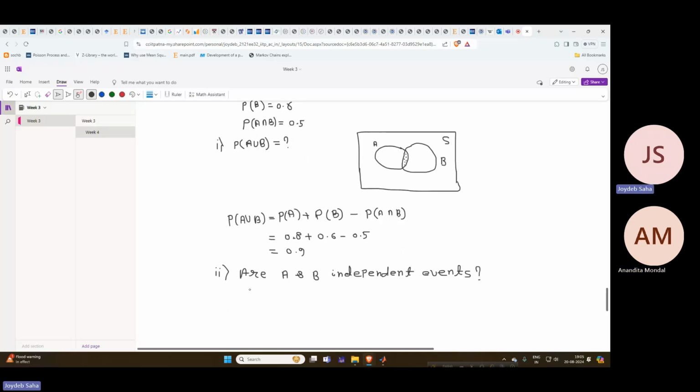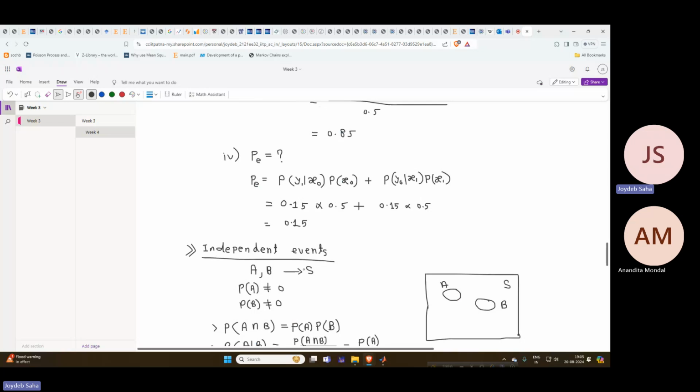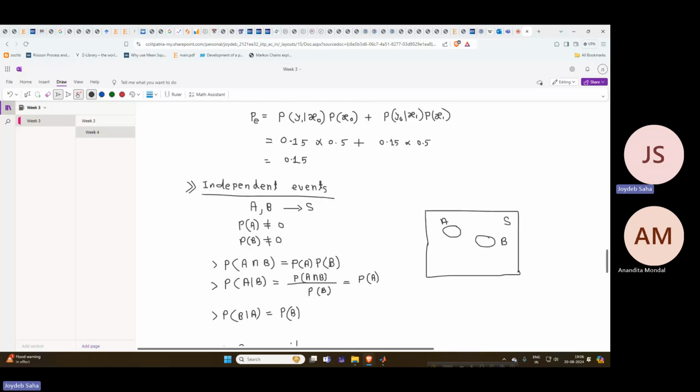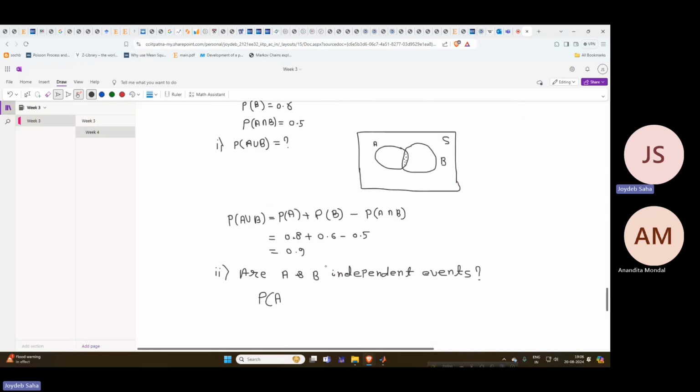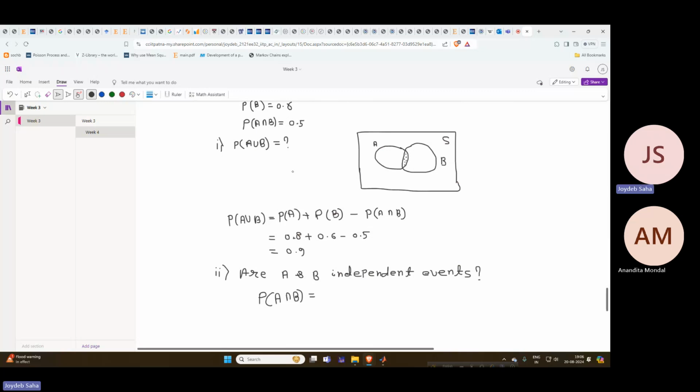Yes, correct. And if we try to prove it mathematically, we can say for independent events, we have seen that A intersection B will be probability of A times probability of B. So it should be 0.6 times 0.8, but it is given that it is 0.5 only, which is not equal to 0.8 times 0.6. So mathematically we can prove this, right?